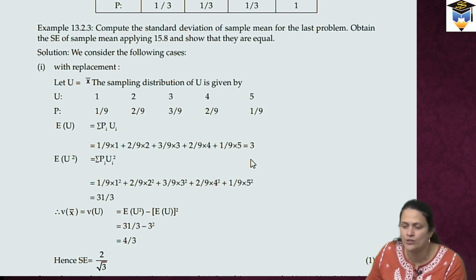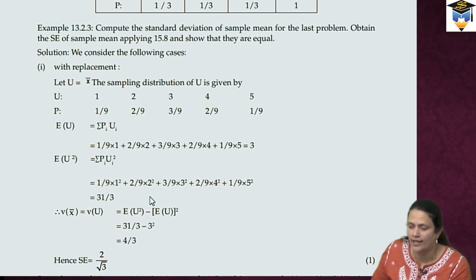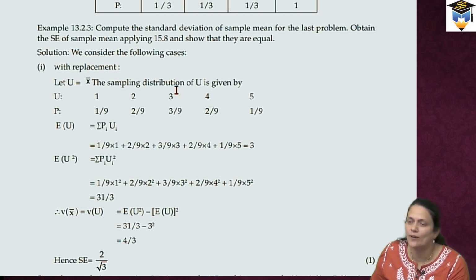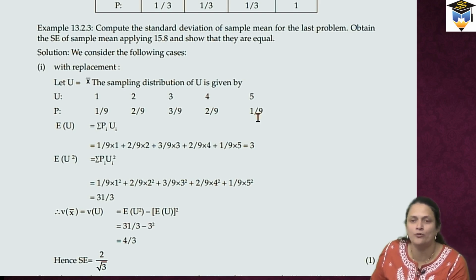Next, E of U square. E of U square is given as summation Pi Ui square. Okay. So now here is P, 1 upon 9. What is 1 ka square? 1. So 1 into 1 upon 9 plus what is 2 ka square? 4. 4 into 2 upon 9 plus 3 ka square into 3 upon 9 plus 4 ka square into 2 upon 9 plus 5 ka square into 1 upon 9. This summation they have found out. Have you understood this step?